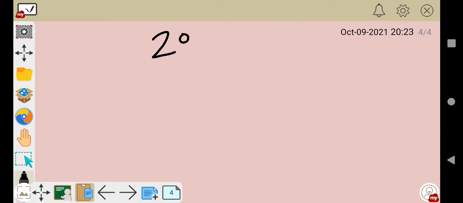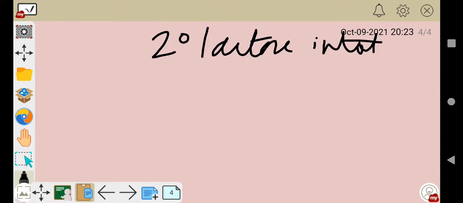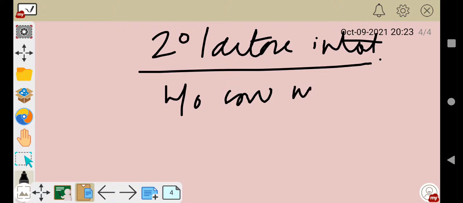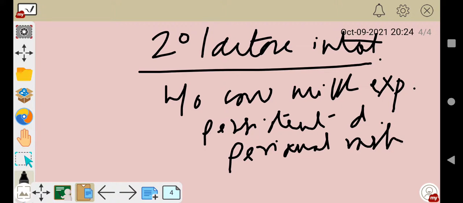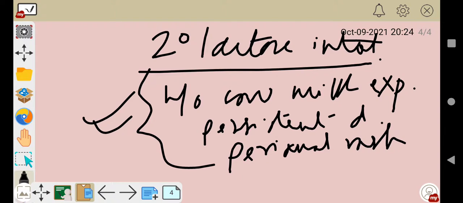Now, the next condition is secondary lactose intolerance, correct? In this there will be a history of cow milk exposure, followed by persistent diarrhea, and there will be perianal rash. This is mainly due to lactase enzyme deficiency. If this history is there, then the case is going towards secondary lactose intolerance.